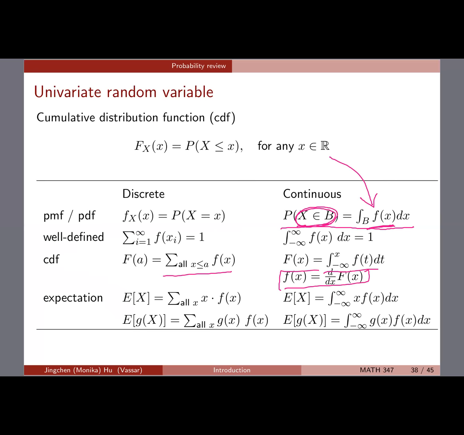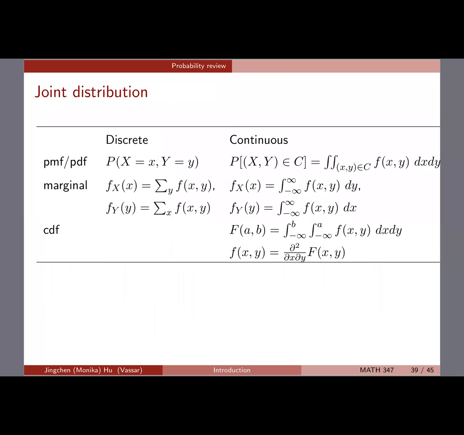And this one is very important: expectation. For the discrete, the expectation of X itself is the sum of all possible x multiplied by the density. For a function of X, g(X), it's very similar: f(x) multiplied by the function itself. For the continuous random variables, the expectation will be the integration of x f(x), and the expectation of a function will be the integration of g(x) f(x). This should be familiar, so this is just a quick review. And joint distributions, I put them down over here as well. I think it's especially important to think about those terms.